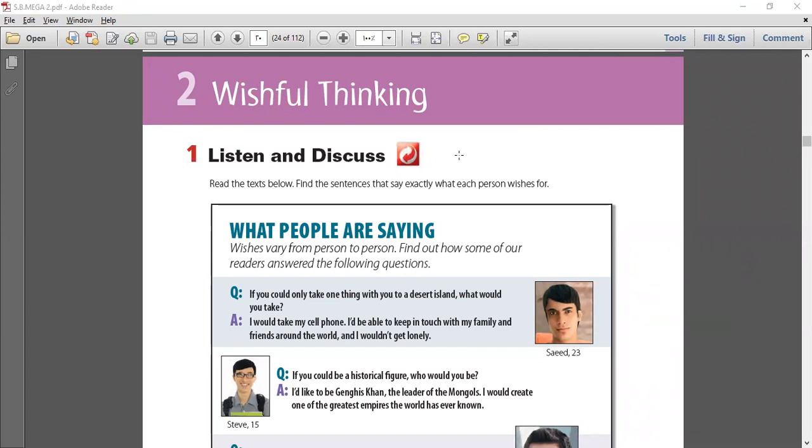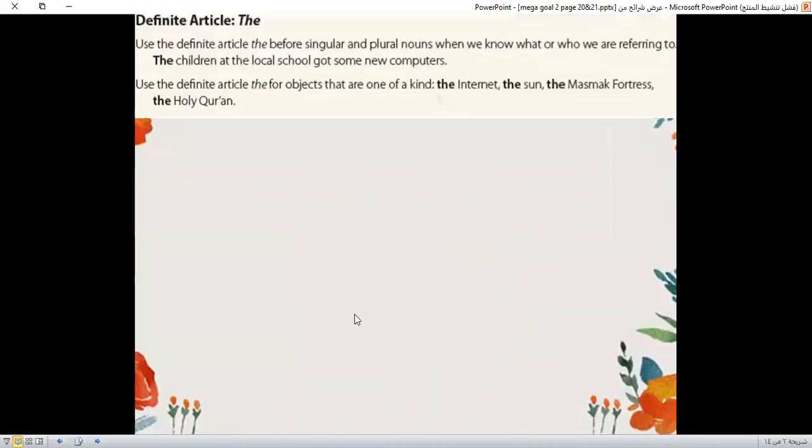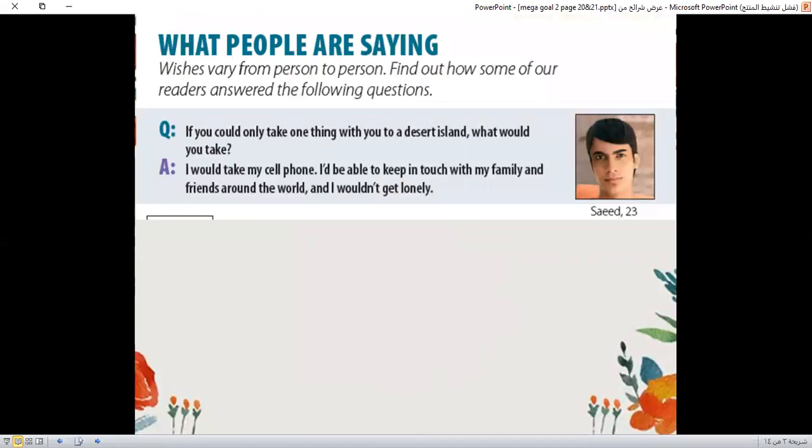Yes, teacher. Layla. Can you please read the title of the unit? This is the title of our new unit. Can you please read it? Wishful thinking. Yes, thank you so much. This is the title of Unit 2. We're going to learn about wishful thinking. Now let's start. Just a minute. Going to have some questions here.